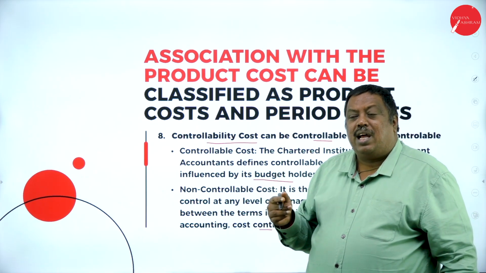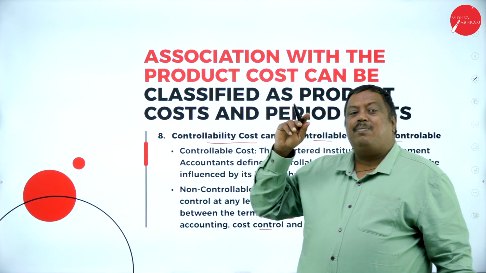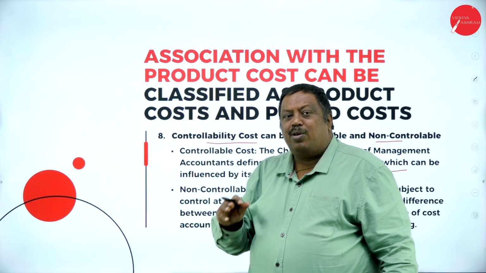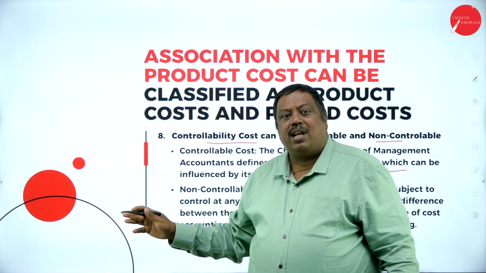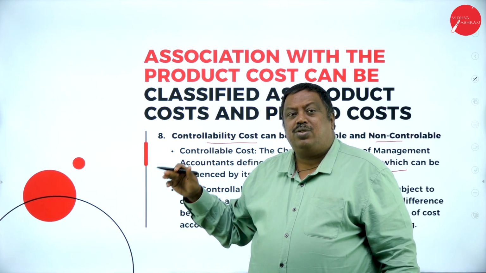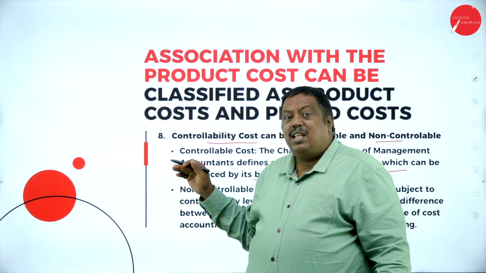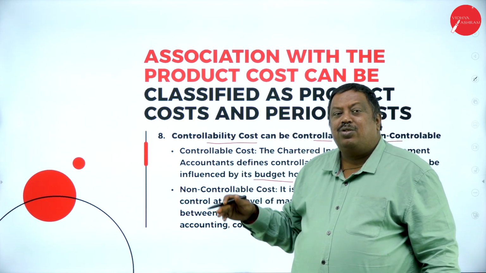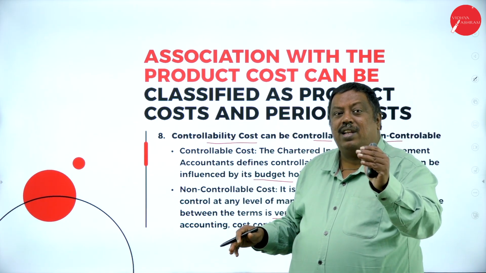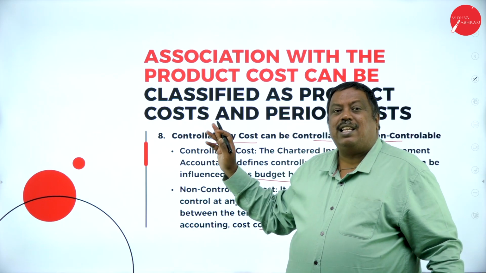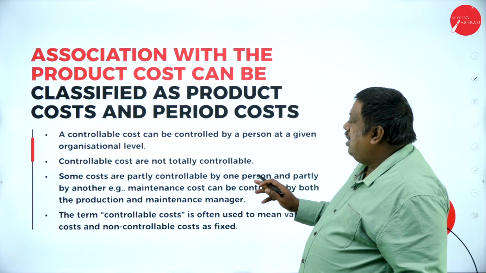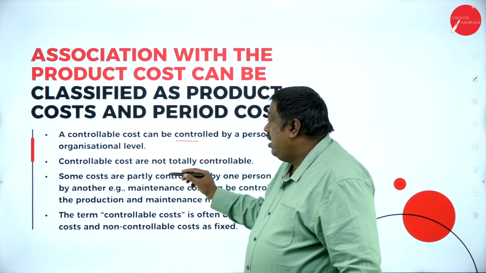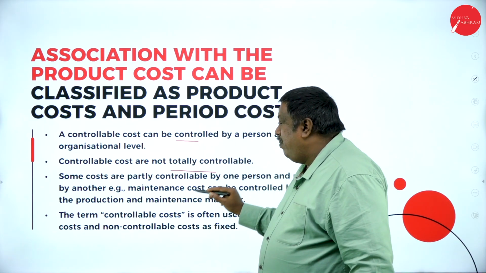If I had known that a small change in my power would affect my panel board, then I would have had other facilities that avoid sending the extra power to the panel board. If I had thought of that, I would have controlled the expenditure here. Next, a controllable cost can be controlled by a person at a given organization level, though not totally controllable.